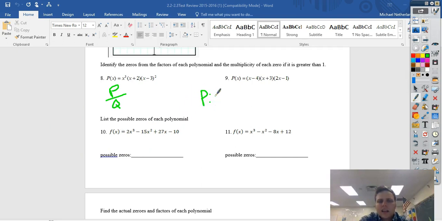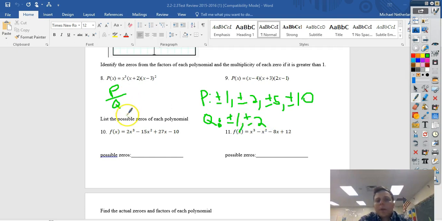So P is the factors of negative 10, which would just be plus or minus 1, plus or minus 2, plus or minus 5, and then plus or minus 10. Alright, that would be all of the P's. Q is the factors of the leading coefficient. The leading coefficient is simply the number multiplying the x that has the highest power. So when you look at this, x cubed is your x with the highest power. So what is the number multiplying x cubed? 2. So then Q is just simply the factors of 2, which is plus or minus 1, and plus or minus 2. So P over Q is just simply all the P's divided by all the Q's.